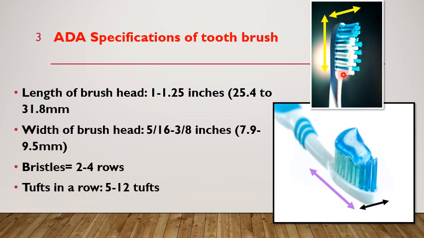And in one row, there should be 5 to 12 tufts. So this is the length of the brush head. This is the width. These are the number of rows and these are the tufts.